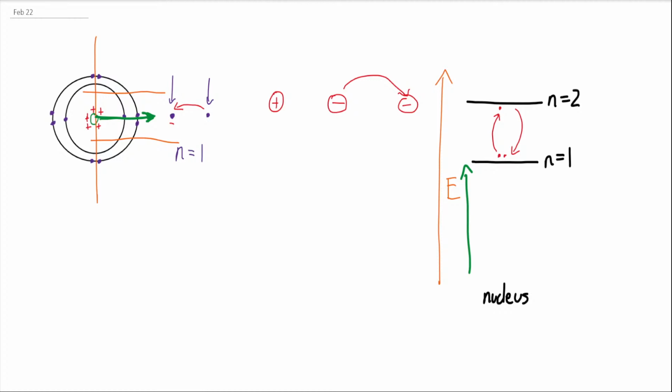We have to, what, give it energy or take energy away to get it to move up? Yeah, so what we do is we shine some light on it. HF represents some light.